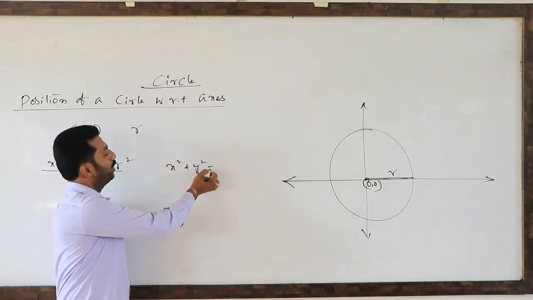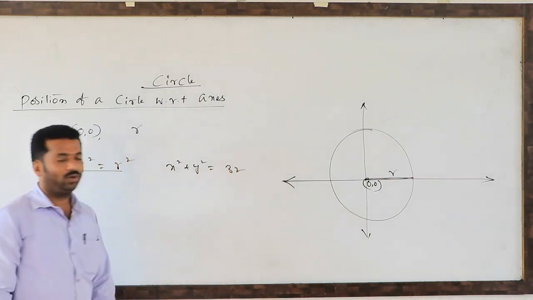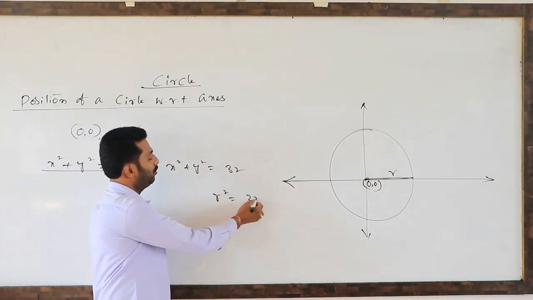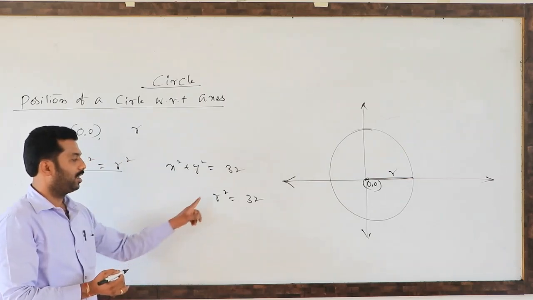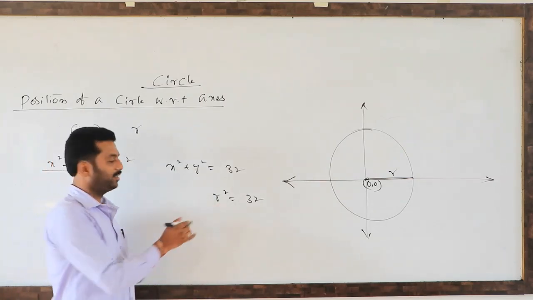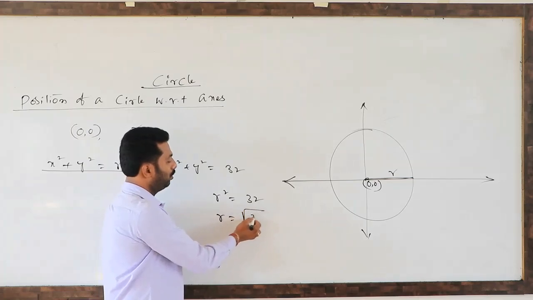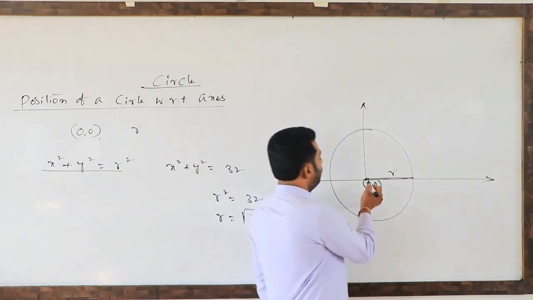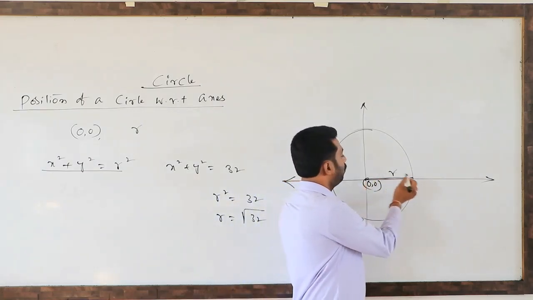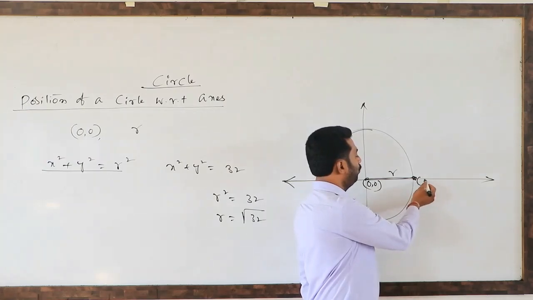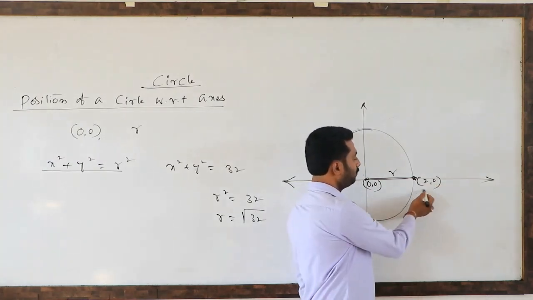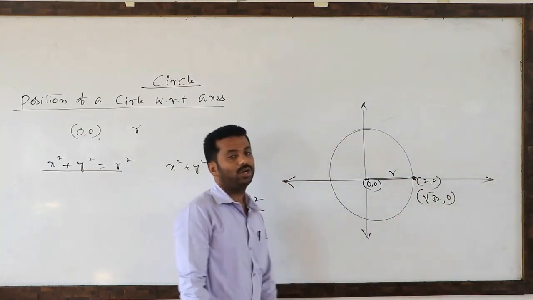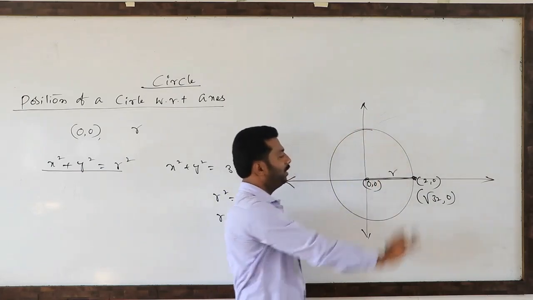Suppose x square plus y square equal to 32 is given. What is the radius of the circle? So r square equal to 32. This is not the radius, r square is not the radius. r is the radius. So r equals root of 32 is the radius of the circle. Suppose r equals 2, then this point is (2, 0). Suppose r is root of 32, then this point is (root of 32, 0).